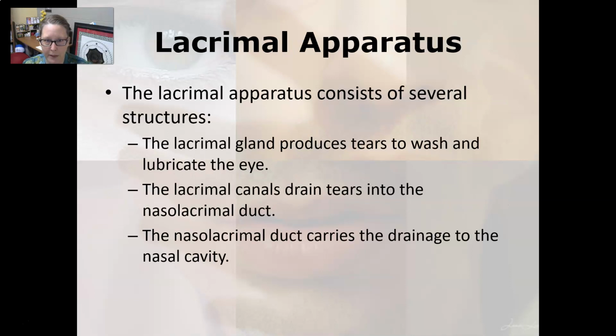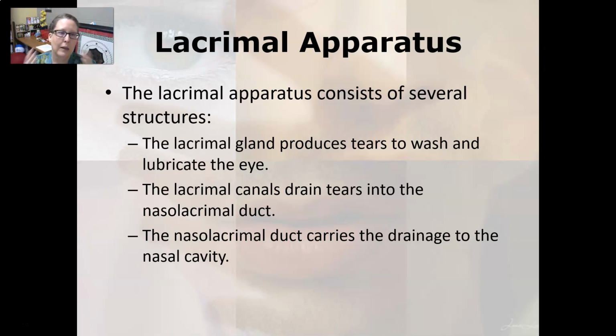Then the lacrimal apparatus, it consists of several structures. We have the lacrimal gland. It produces tears to wash and lubricate the eye. We have lacrimal canals, which drain tears into the nasolacrimal duct. And then the nasolacrimal duct carries the drainage into the nasal cavity.